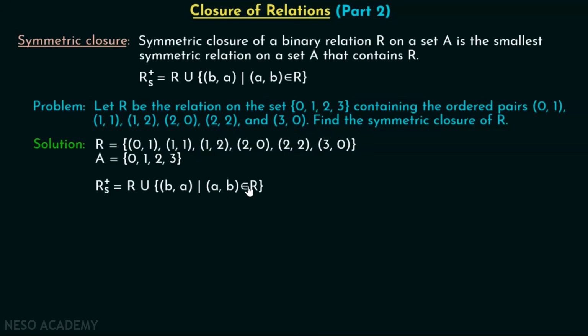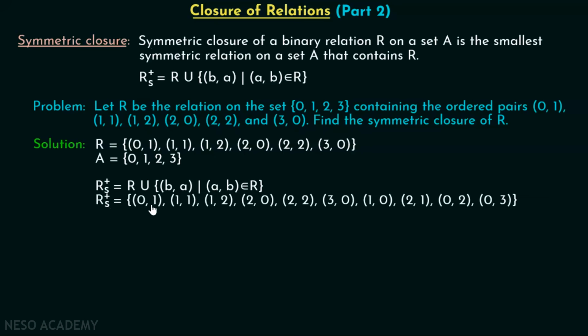First we must include R in Rs+. That means we must include all the ordered pairs of R inside Rs+. So (0, 1), (1, 1), (1, 2), (2, 0), (2, 2), (3, 0) must be there in Rs+. Apart from this, for every (a, b) belonging to R, we must include (b, a) in this Rs+. Then only can we say it becomes a symmetric relation.